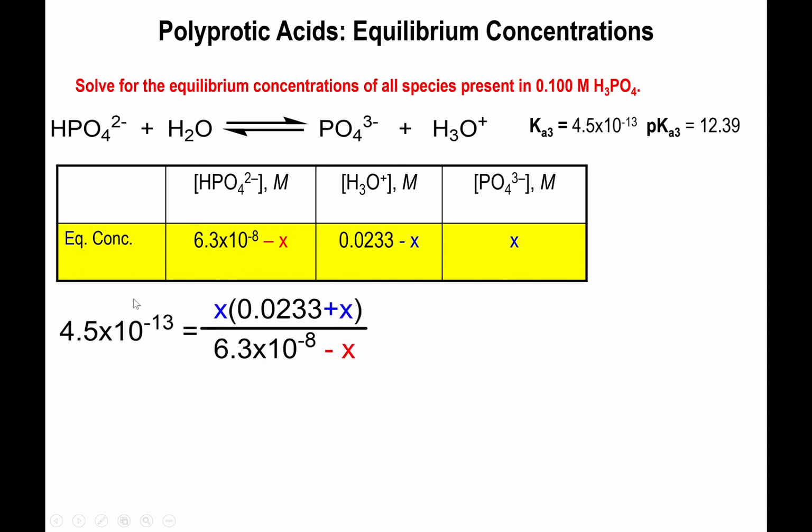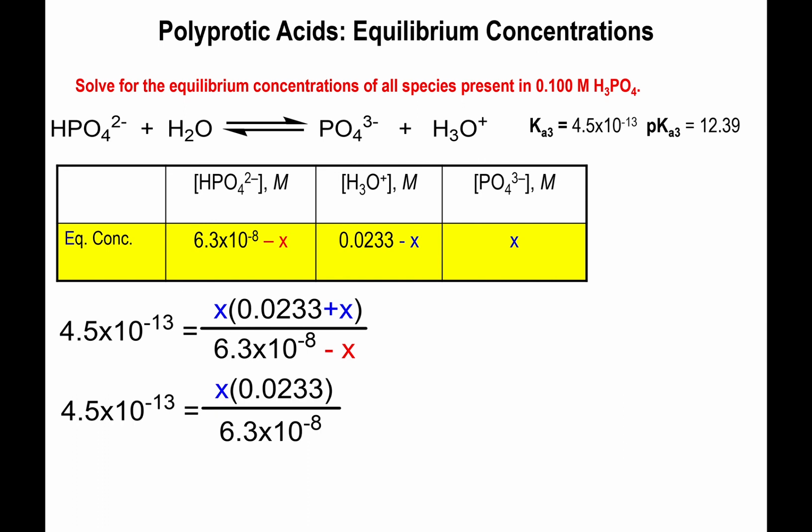So we have 4.5 times 10 to the negative 13 equals x times 0.0233 minus x, plus x, that should be a plus x, all divided by 6.3 times 10 to the negative 8 minus x. Needless to say, 0.0233 divided by 10 to the negative 13 is going to be a lot greater than 400. And 10 to the negative 8 divided by 10 to the negative 13 is actually a little higher than 400. So you can cancel out the plus x and minus x, remove them altogether.